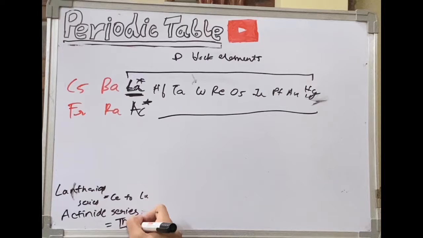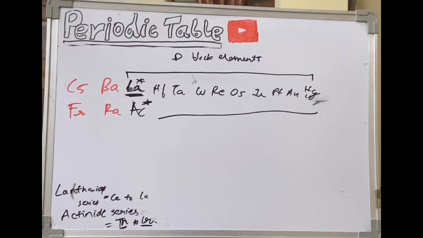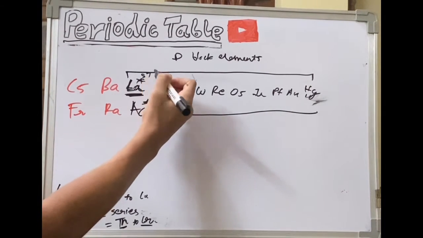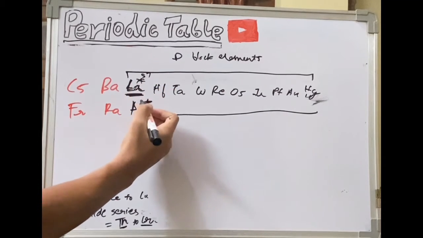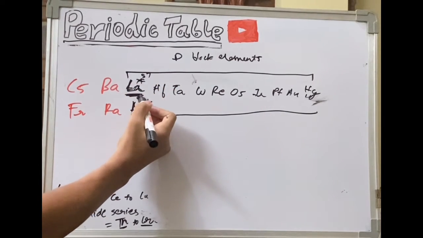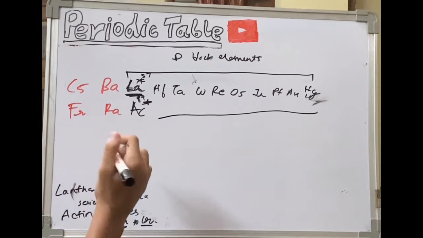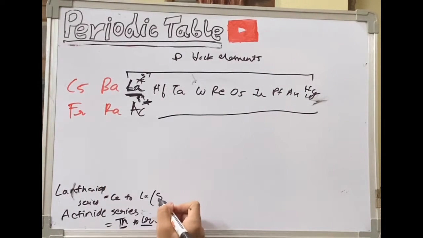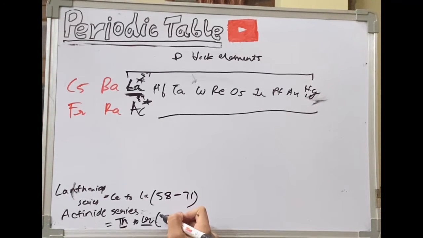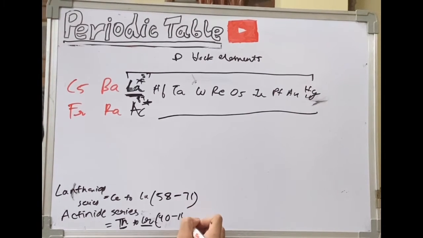Okay, just remember these, and also remember the atomic numbers respectively. It is 57 for lanthanide and 89 for actinide. So the lanthanide series ranges from 58 to 71, and the actinide series ranges from 90 to 103.